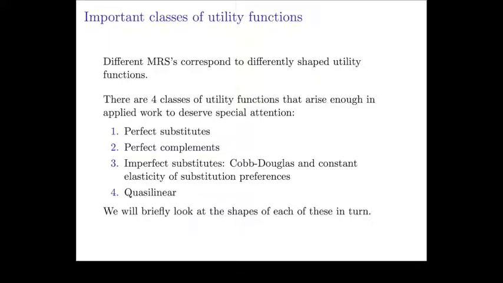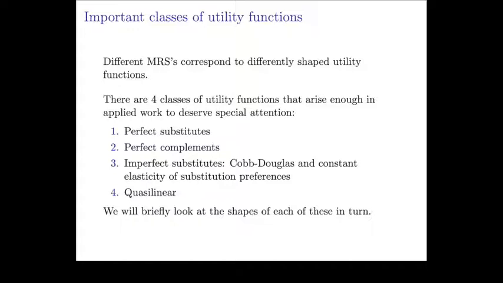The marginal rate of substitution is closely related to the shape of the indifference curves. We're going to look at four classes of utility functions that show up often enough that they're worth giving special attention to. The first is perfect substitutes. The second is perfect complements. Then we've got this class of imperfect substitutes type of preferences, which include Cobb-Douglas as an example.